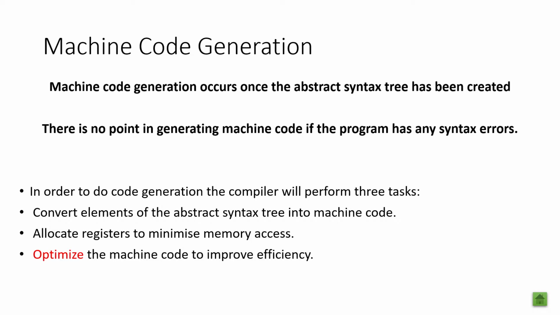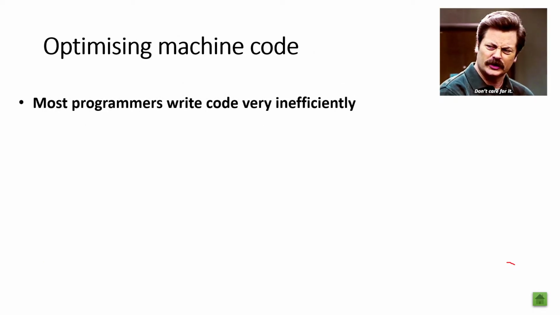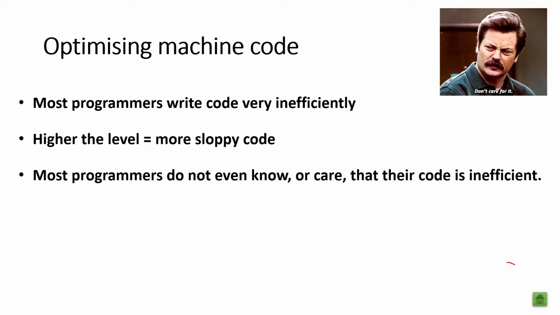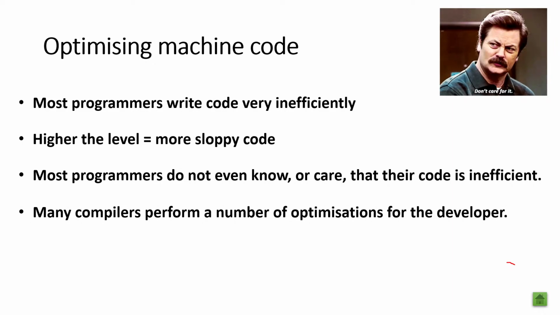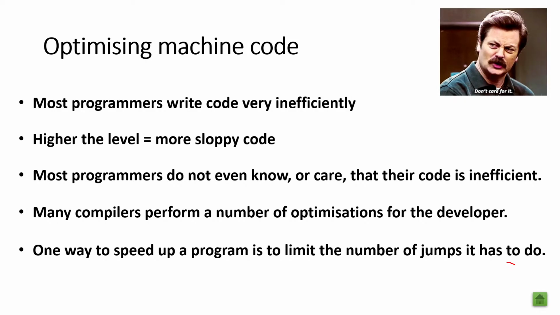That's done automatically. So when you click that button on your IDE, think about all the things that go on. So many things happening. You don't even know, because it's abstracted away from you and it's nice and simple. Now I know you're all terrible programmers. I'm a terrible programmer as well, because we're not as efficient as we used to be. Higher level code means that we create more sloppy code. Programmers don't even know or care that the code is inefficient. We don't care about memory anymore because we've got so much of it. So one way to speed up the program is to limit the number of jumps it has to do.